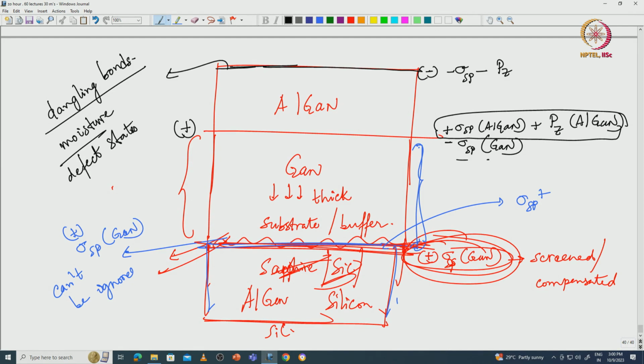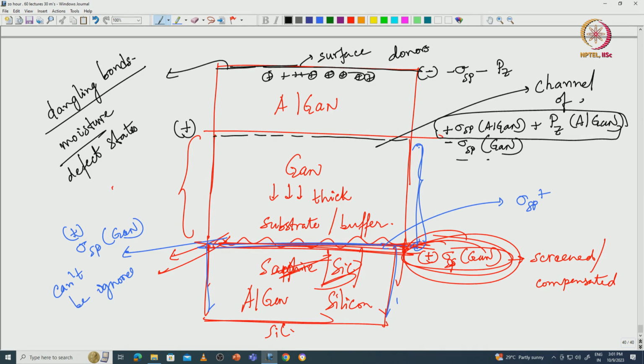So those are donors, we call them surface donors. They donate electrons and become positively charged at the top. Those electrons will come and form a channel at this interface. Okay, they will form a channel of electrons at the interface here. So they have donated the electrons, and so at the surface here there is a sheet of positive N_D plus, I will call it N_DD plus, that is a sheet of positive donor ions.